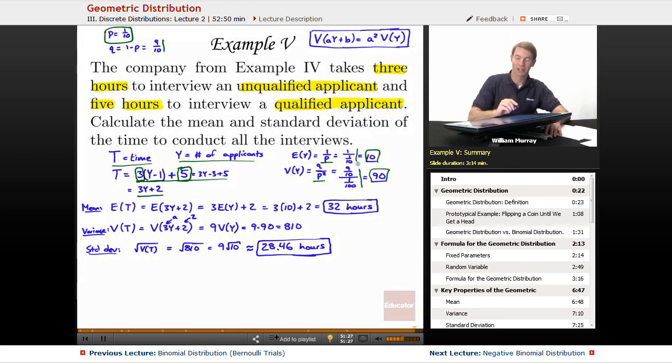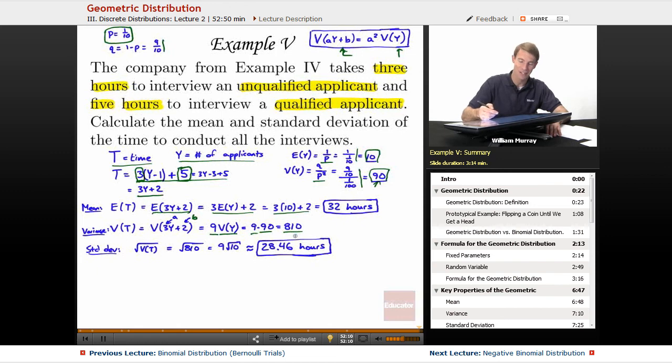Now, to find the mean and the variance of T, to find the mean, we're going to use linearity. The mean is linear, so it's 3 times the mean of Y plus 2. So 3 times 10 plus 2 is 32 hours. The variance is not linear. We have this rule right here, which tells us what to do with linear expressions in the variance. So the variance of 3Y plus 2, whoops, I wrote that 2 was really the b, but it turns out that had no effect on the answer. It's just a squared times Y, so 9 times the variance of Y.